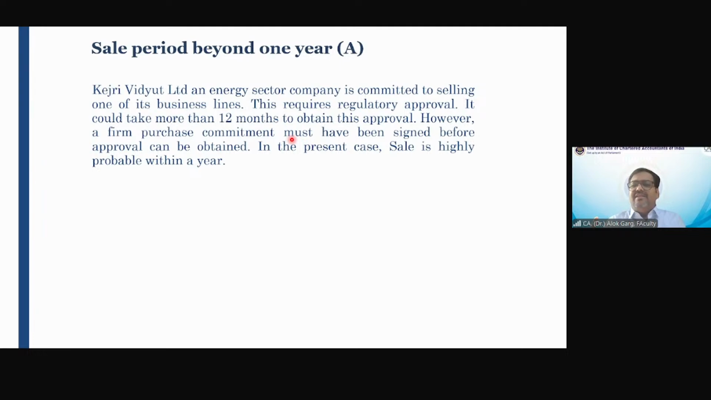So basically this is a procedural kind of aspect, right? But it is a government. So the government may take more than 12 months, right? So in the present case, the sale is highly probable within 1 year, right? The sale is highly probable within a year.